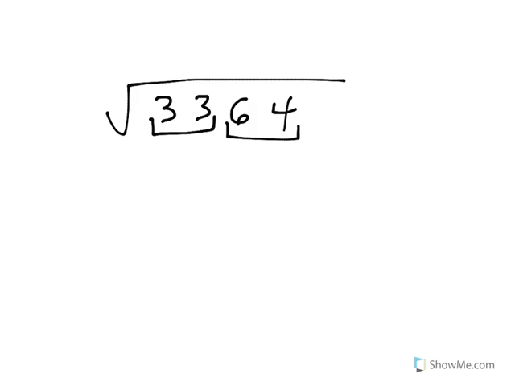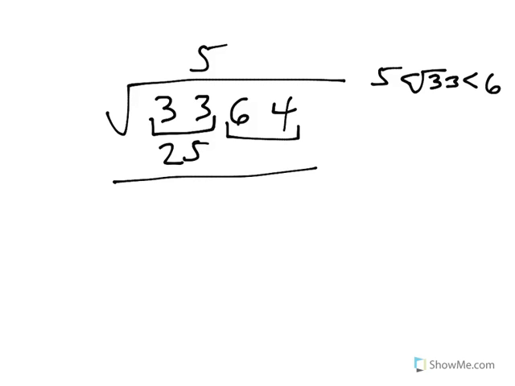We ask ourselves, the square root of 33 is between which two numbers, and the answer is it's between 5 and 6, because 5 squared is 25. We put the 5 over here. We square it. 5 squared is 25. We subtract, just like in long division, get 8, and we bring down the next two digits.